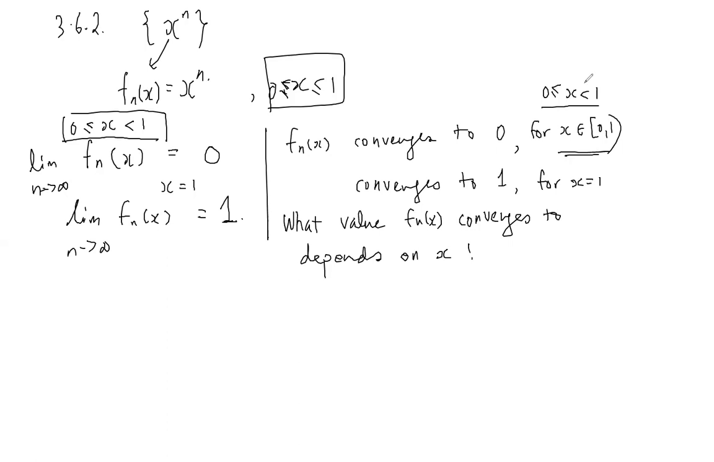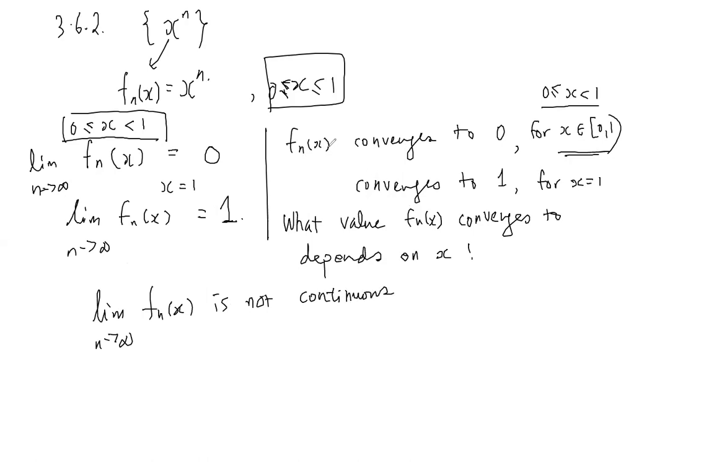Okay, it depends on x. For x between these values, it converges to 0. For the other, it converges to 1. So that means in the limit, this means that the limit of this is not continuous.